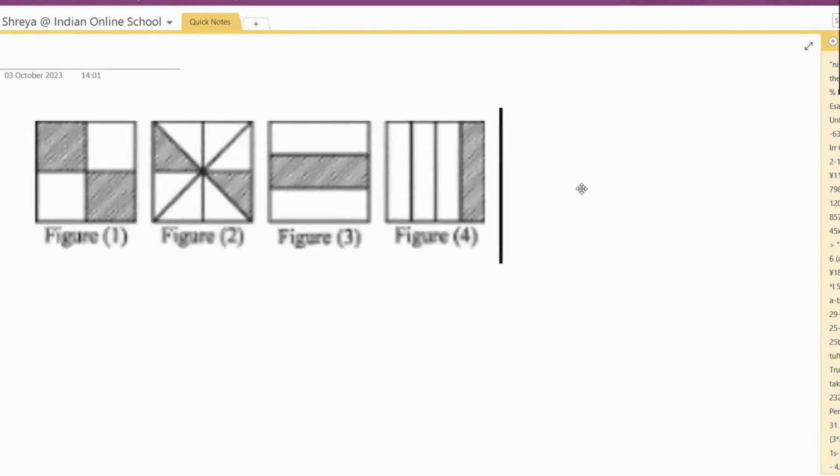Firstly, check the equal number of parts. If you check this, 1, 2, 3, and 4 parts, it has been divided into 4 parts, out of which 2 are shaded. Okay, you have to take the shaded parts. Next, 1, 2, 3, 4, 5, 6, 7, and 8. Out of 8, 2 parts shaded again. 1, 2, and 3. Out of 3, 1 part shaded. And this one, 1, 2, 3, 4. Again, 4 out of 4.